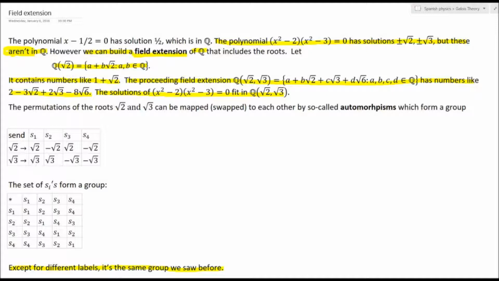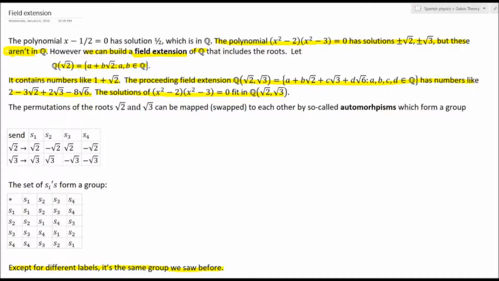We can, however, extend or grow the field of rational numbers to a new field, a field extension, that would have those numbers. For instance, we can say Q with parentheses, square root of 2 inside, is equal to the set of A plus B times the square root of 2, with A and B rational numbers. Say 1 plus the square root of 2. That's an element of this field extension.